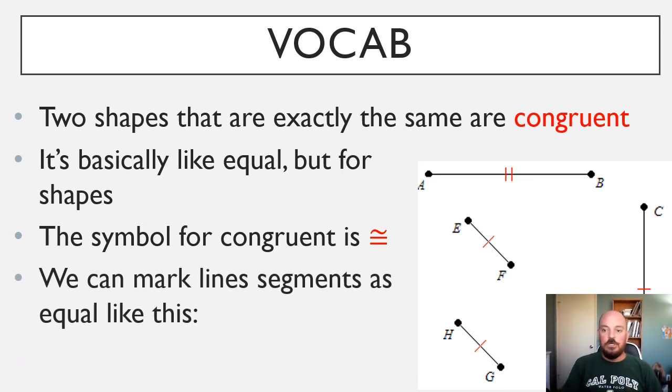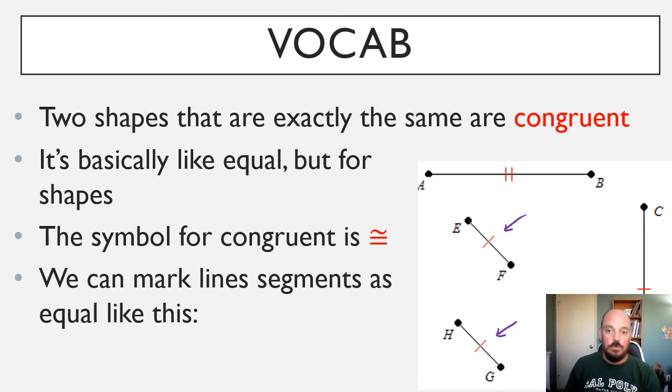Now here's a picture. I'm going to take me out so you can see the whole thing. Here's a picture of four line segments. We have AB, we have CD, we have EF, and we have HG. Now notice there are some markers on here, like on the two smaller line segments, EF and HG. I put one little red mark on each one right there. That means those two line segments are congruent to each other. So EF and HG are the same.